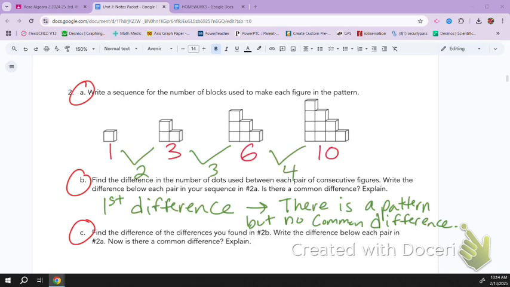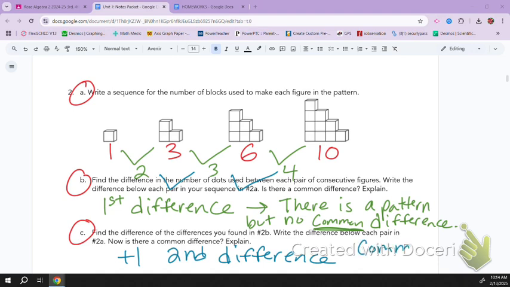Well, my first difference goes 2, then 3, then 4. There's a pattern, but it's not a common difference like we had in the first example. So now you need to find the difference between the differences. So between 2 and 3 and 3 and 4, what's it doing? Plus 1. Good. And labeled, this is our second difference. This does have a common difference this time. It's plus 1.